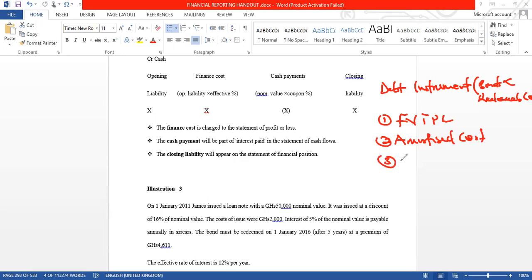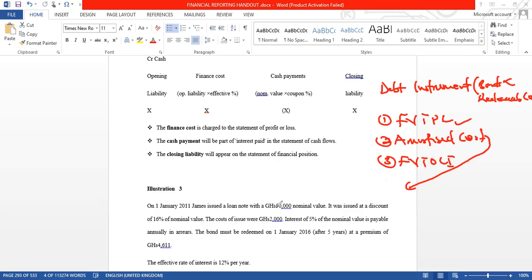Then you also have fair value through OCI. All right, the default is actually the fair value through P&L, all right? But the thing you should know around this is that it will be passing through the amortized cost concept, unless it passes through the two tests. So you only use amortized cost unless the debt instrument passes the two tests.